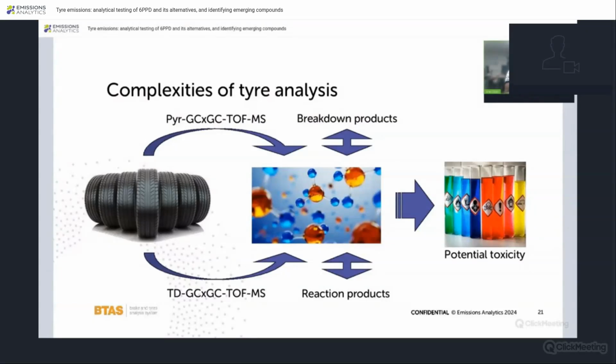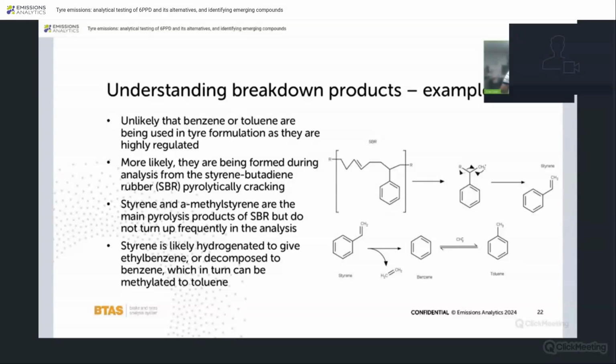This is a very complex thing about tires, because with tires, there's a lot of mixtures, a whole lot of compounds being mixed here and there to make the whole tire. So by the time they break down, what do you see? Complex mixtures of different compounds.